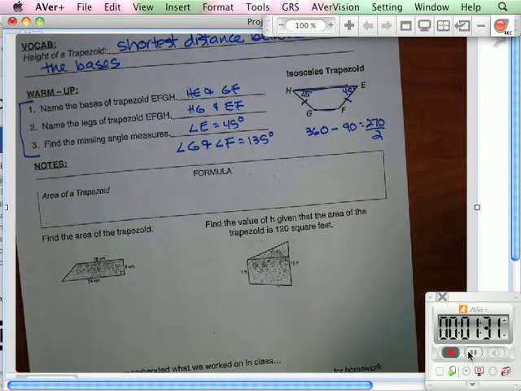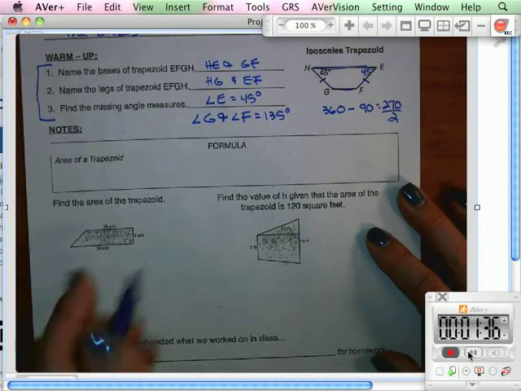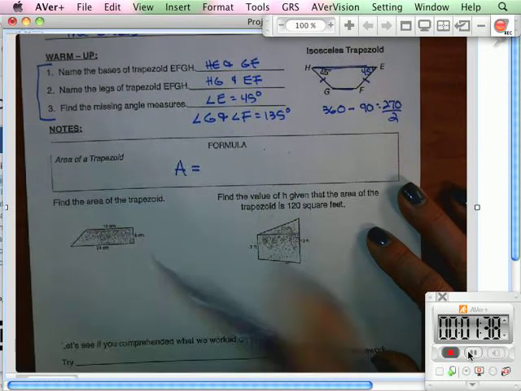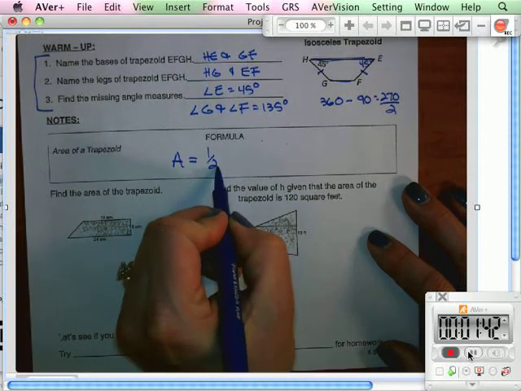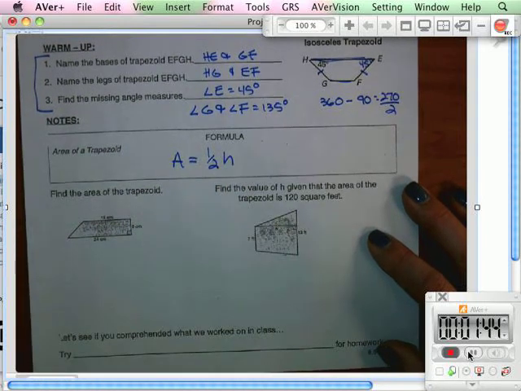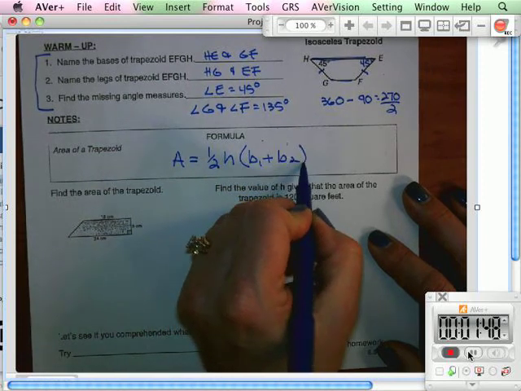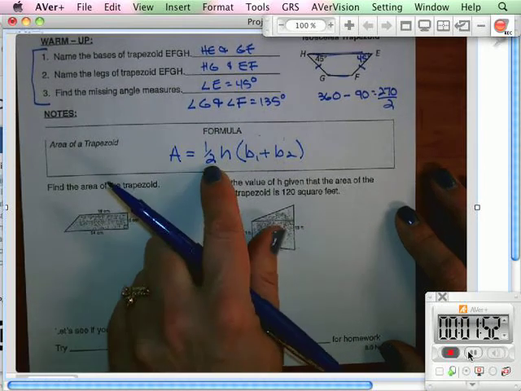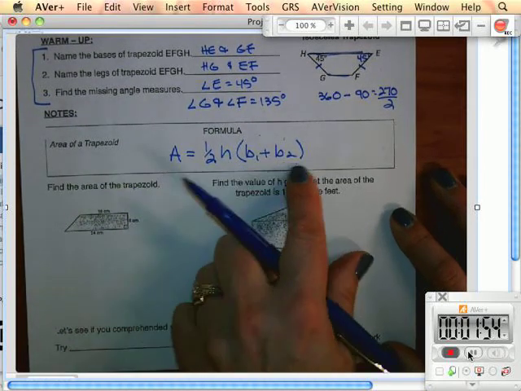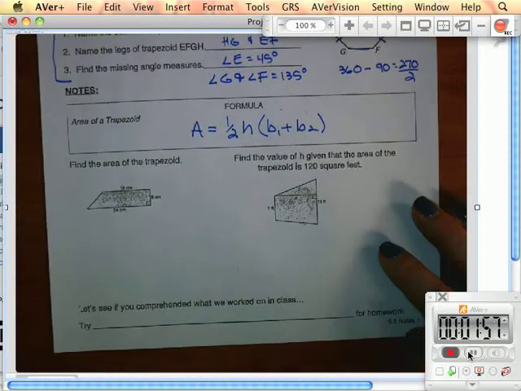All right. Does anybody know the area of a trapezoid? How do you find it? What's the formula? It's like something plus something equals something. It's half the height times B1 plus B2. So it's half the height times B1 plus B2. That's what you're working with here. So we're going to practice with that.